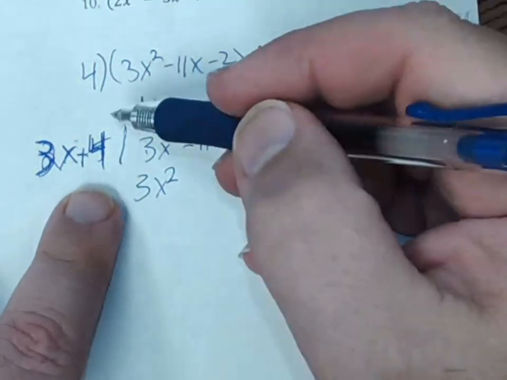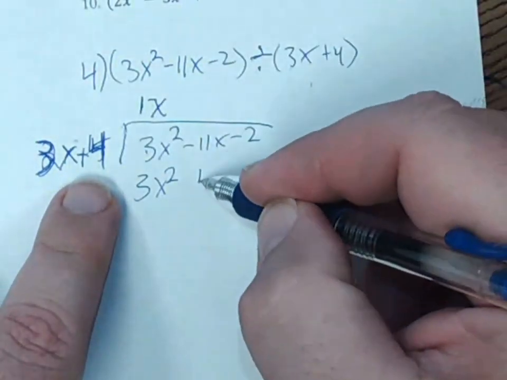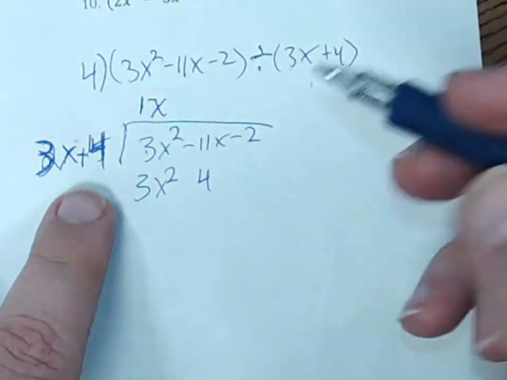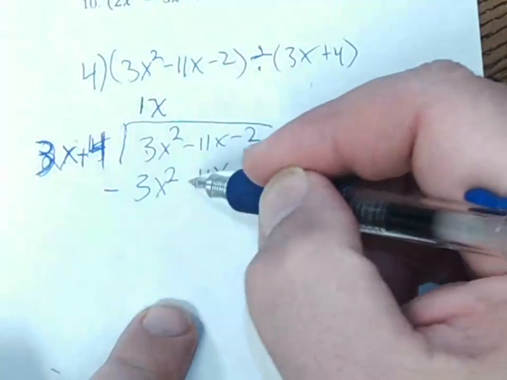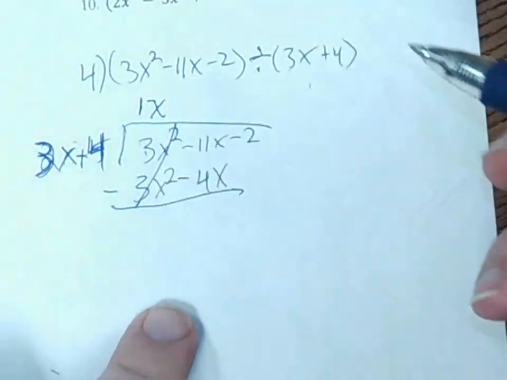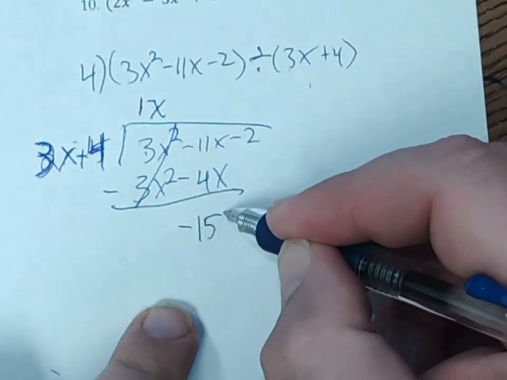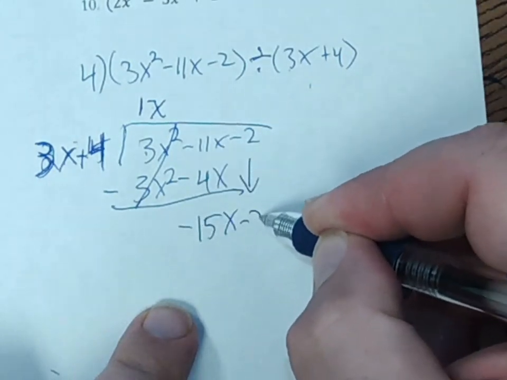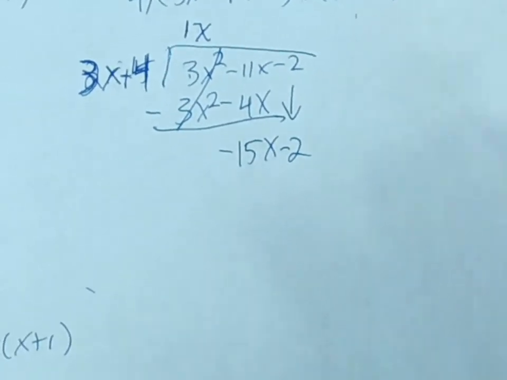Don't forget to do the other thing. 1x times 4. 1 times 4 is 4. And x times no other x's is just x. Then we subtract. These cancel. Negative 11x minus 4x is negative 15x. And then we bring down negative 2. And we start the process all over.